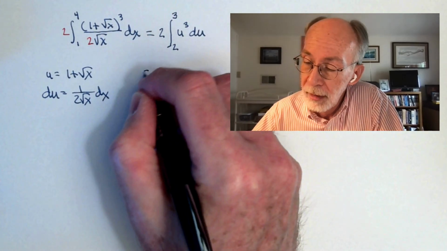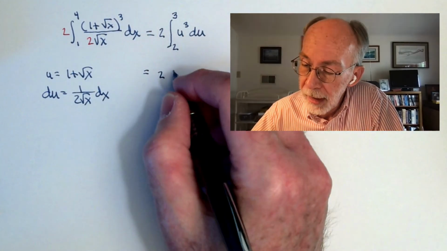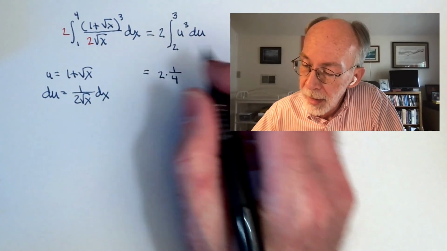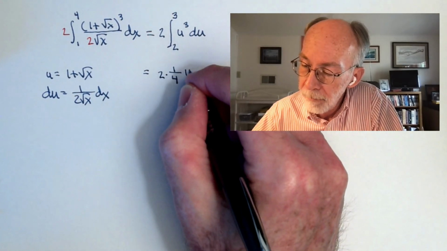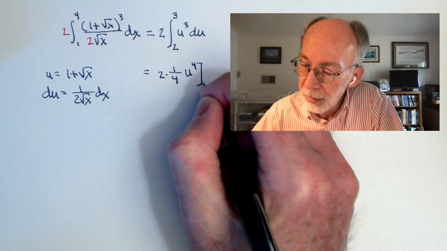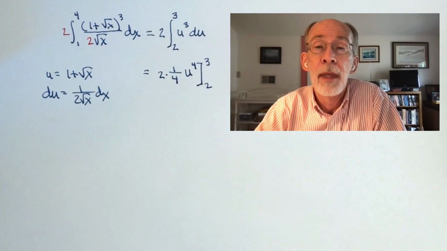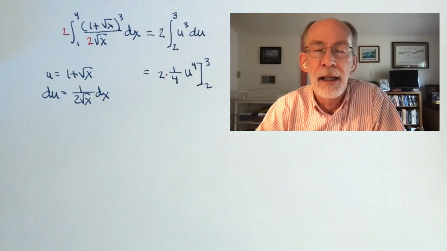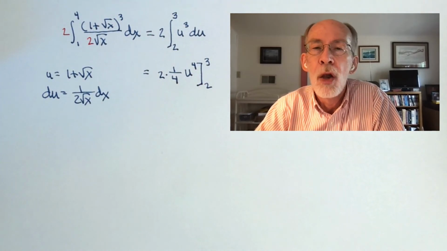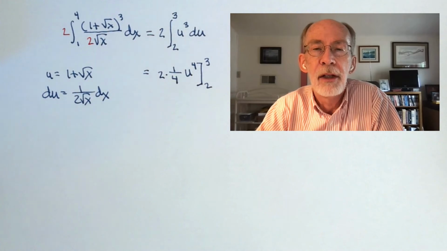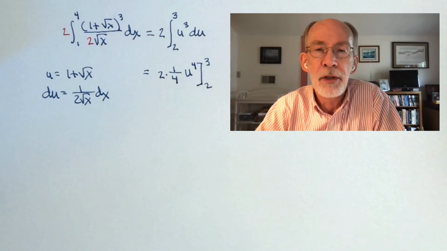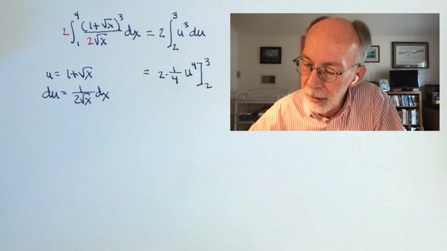We've got the 2. We anti-differentiate the u cubed. We get 1/4 u to the 4th. And this is from 2 to 3. Now, here's the beauty part, if you like to save effort. We don't have to go back, as we did in the previous method. We don't have to go back to writing things in terms of x. We can just carry this thing out to a conclusion.